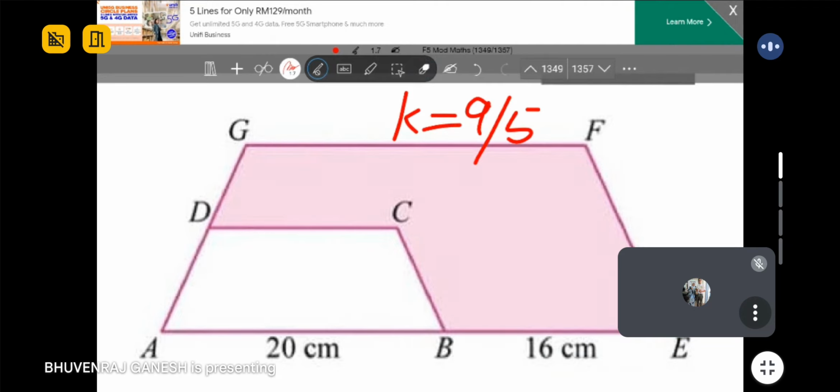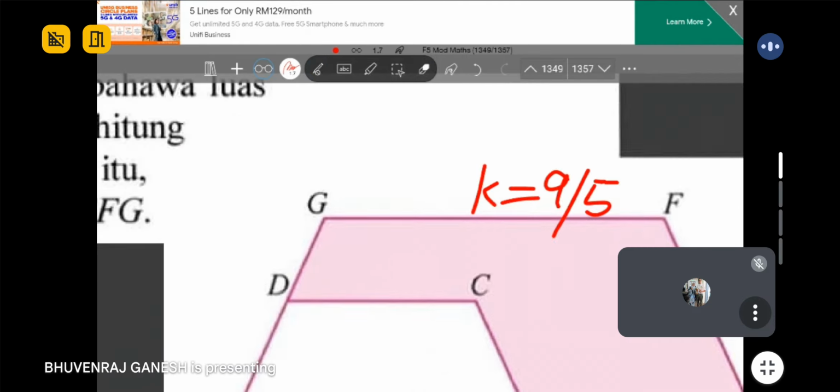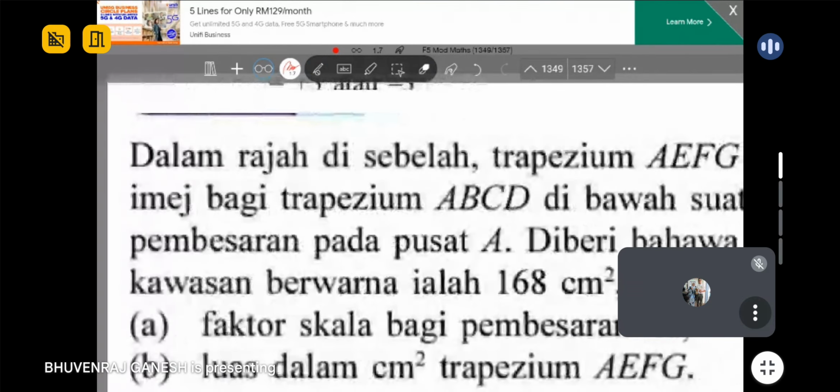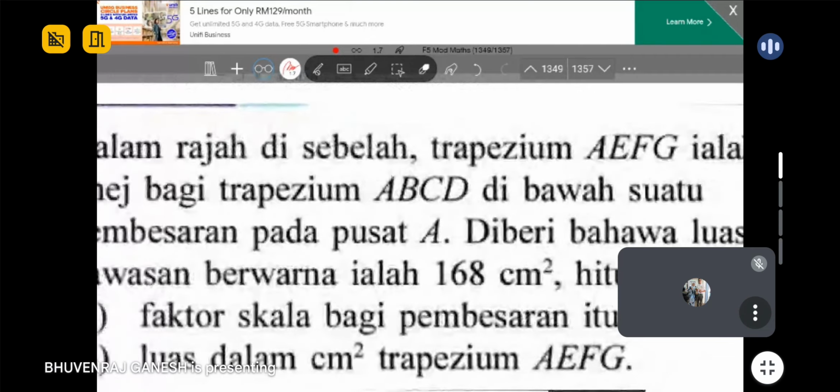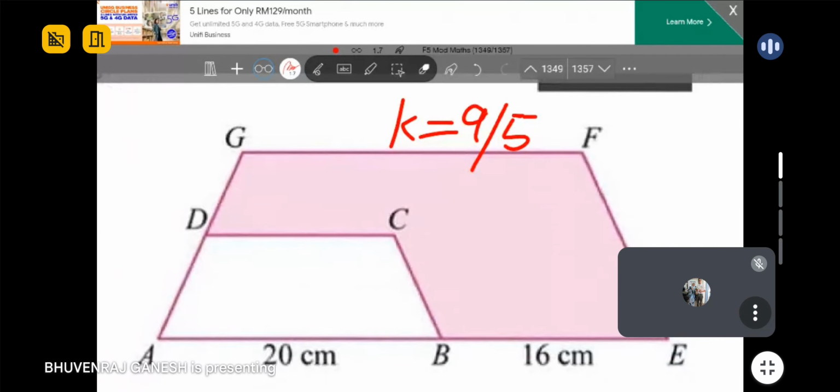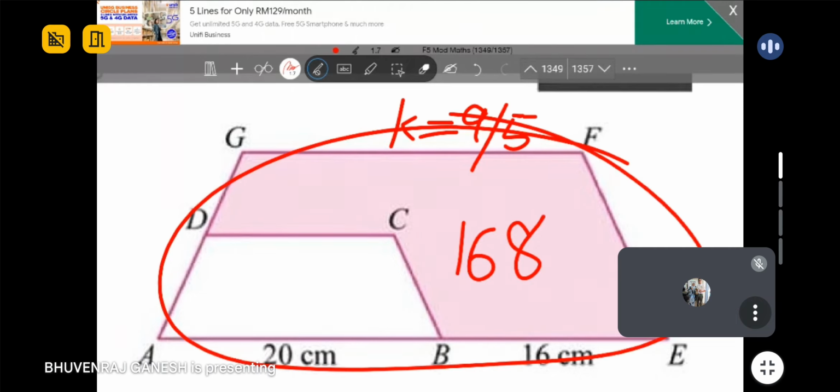So first step, what must you find, guys? What is the first thing I must find? Wait, let me check. The question already gave info. The question gives you 168, the shaded region is 168. So now it's a bit easier. How to get the area of the whole image? You have to make an assumption. So what is the assumption?